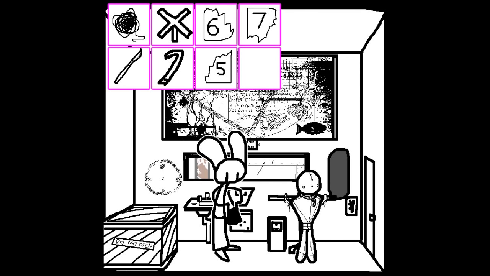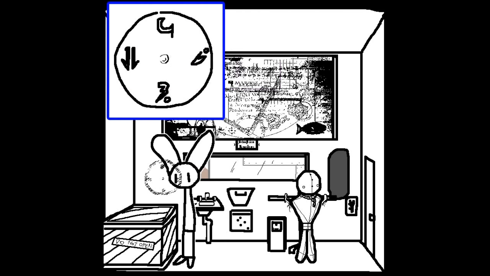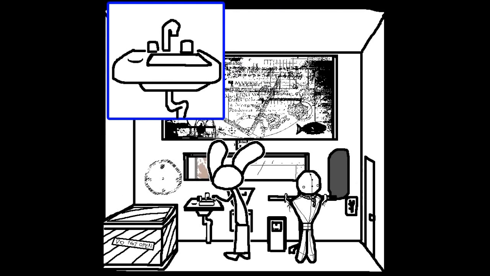Try checking the deposit box again. The deposit box is still empty. Check the clock on the wall. Nothing has changed. Try the sink. The faucet still doesn't work. There's no water at all.